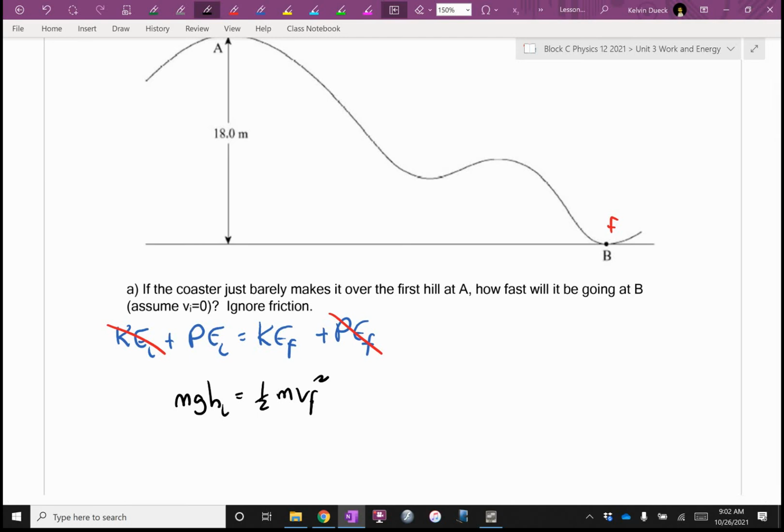Cool. Zena, have you been on a roller coaster before? Before you got on the roller coaster, did they make you stand on a scale? Why not?